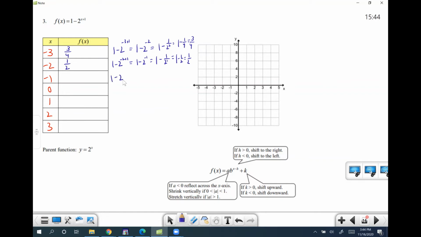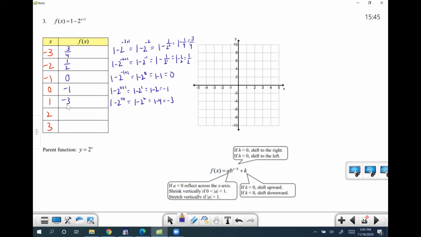Now we're going to plug in -1. -1 plus 1, well, negative 1 plus 1, that's 0. Anything to the 0 power is 1. 1 minus 1, 0. Now we're going to substitute in 0. All the hard parts done with, you guys. 0 plus 1 is just 1. 2 to the first power is just 2. And 1 minus 2 is -1. We'll plug in 1. So 1 plus 1, that's going to get you 2. 2 squared is 4. 1 minus 4 is -3.